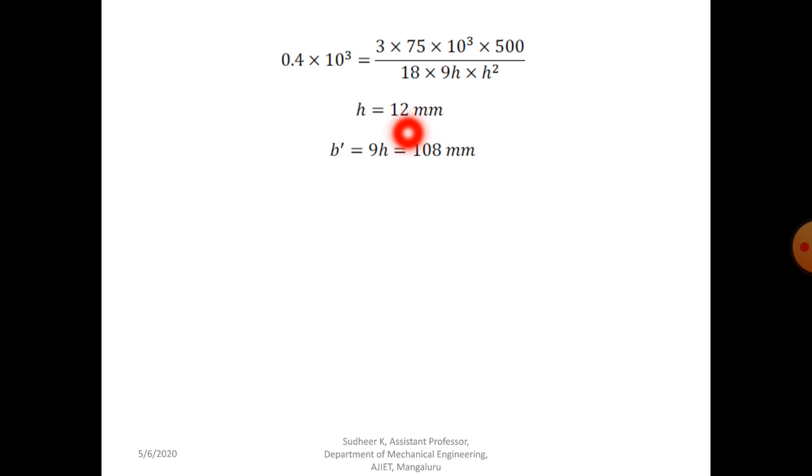The value of h is 12 millimeter, and b dash is nothing but 9 into h, which is equal to 108 millimeter.